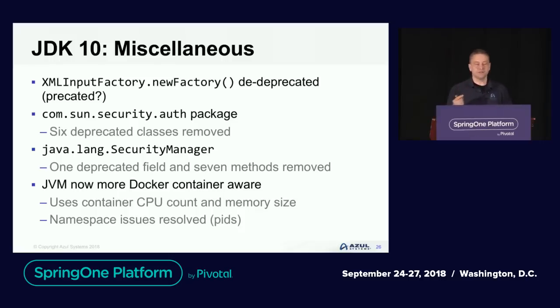Most important thing really is that the JVM is now more Docker aware, so your container. One of the problems you had before was the idea that the JVM would look at the resources of the machine, not of the container. And so potentially it would set the heap to be too big, it would set the number of threads for the fork join pool to be too big as well.